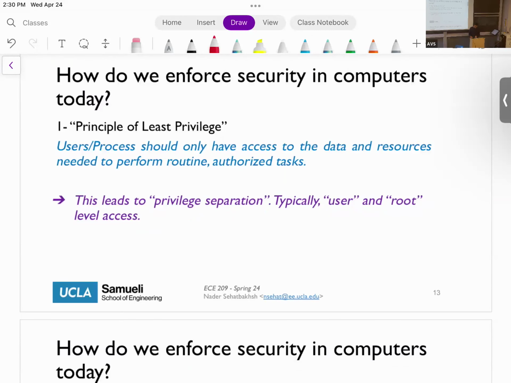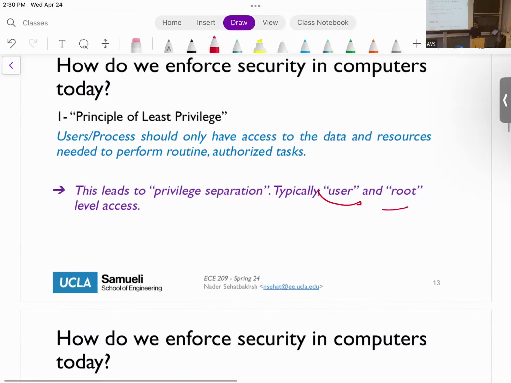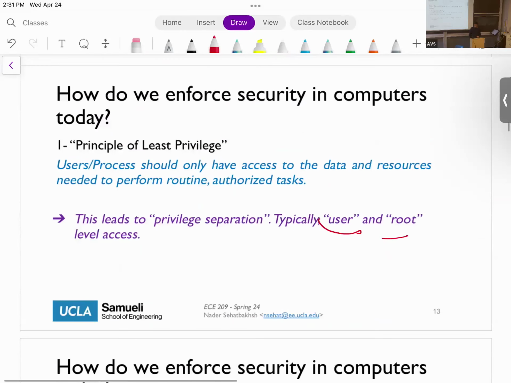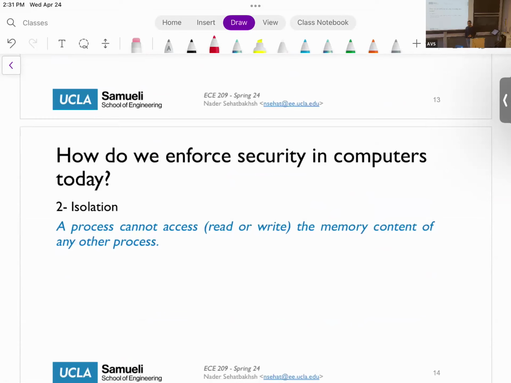And usually we call this user and root. There might actually be multiple layers, so it's not necessarily user and root. There could be user, root, and machine. There could be many other things. That's number one. The second thing that's very, very important is the principle of isolation.